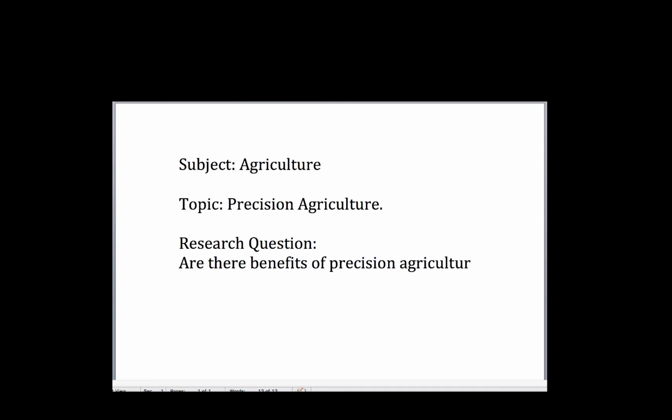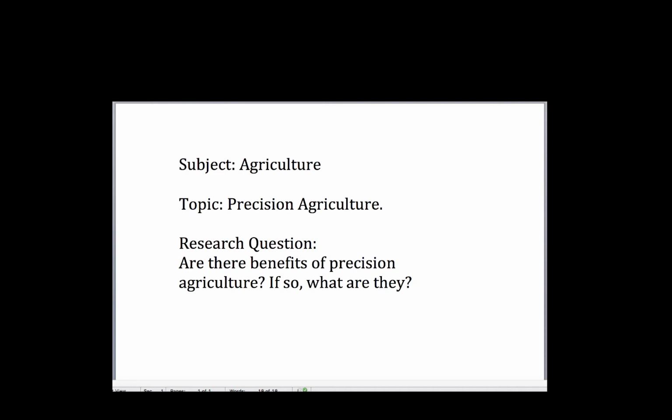So when coming up with an idea, we want to begin with some kind of research question. And the question that I am going to have is, what are the benefits, or are there benefits of precision agriculture? If so, what are they? So this is a good starting point. This is where I want to really begin doing my research. And so I really haven't made up my mind at this point which side I'm going to take.